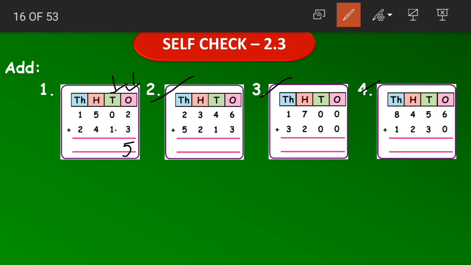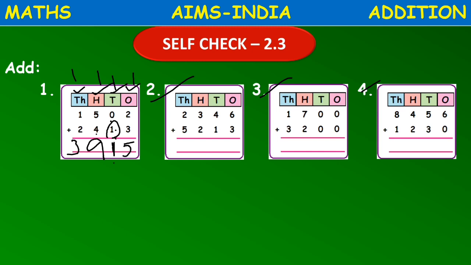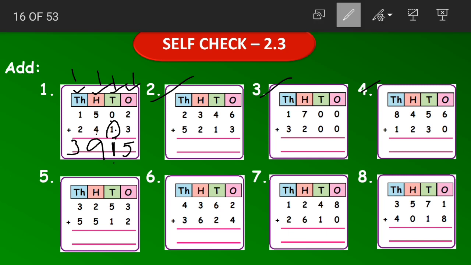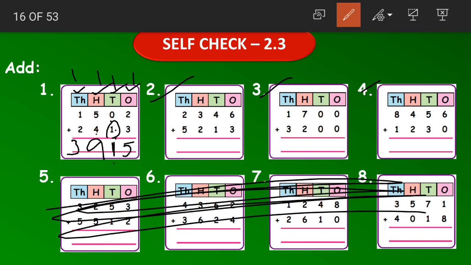And in the tens place we have 0 plus 1. When we add any number to 0, the answer will be the number itself. So 0 plus 1 is 1. Coming to the hundreds place, 5 plus 4 becomes 9. And coming to the thousands place, 1 plus 2 becomes 3. Okay children? You can pause the video or take a screenshot of these questions. I'll tell the answers tomorrow. No need to solve 5, 6, 7, 8. If you feel I am giving you too much homework, then you can stop at question number 4 only.